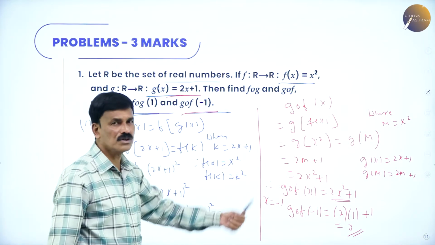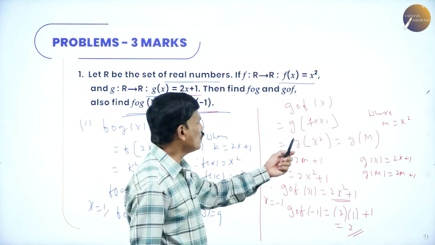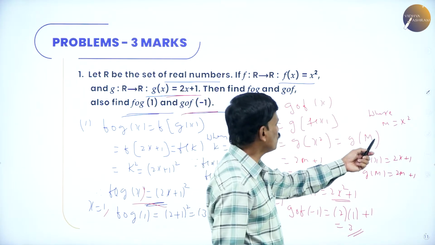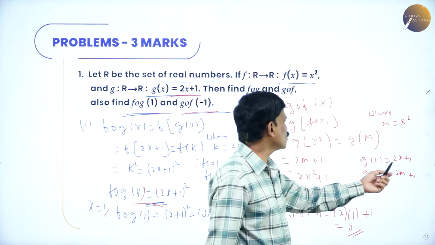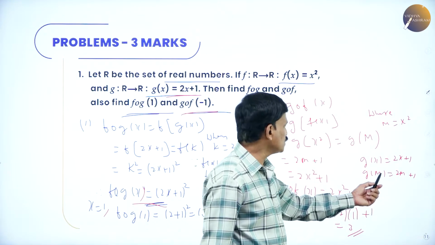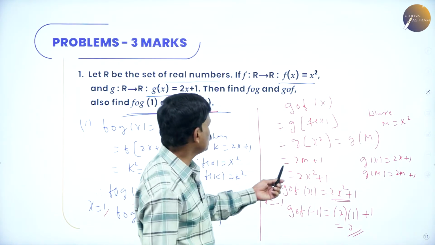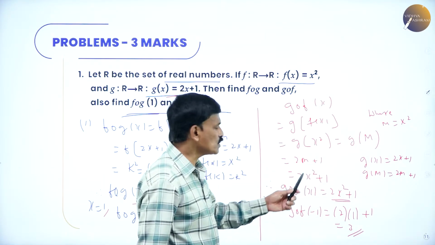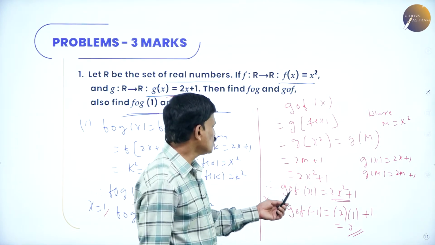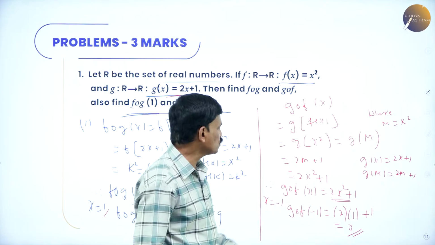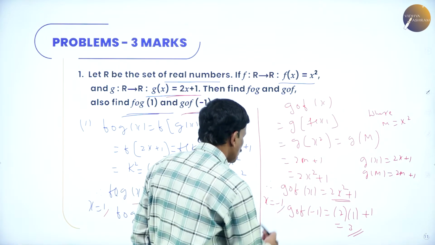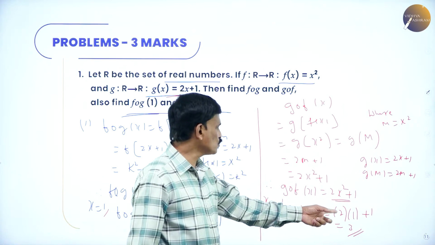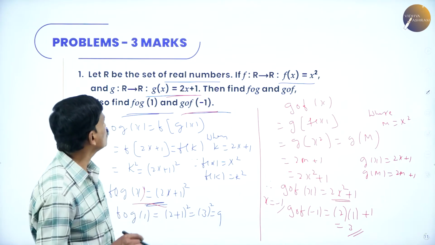Similarly, on the other hand, g of f of x is nothing but g of f of x, that is g of, what is f of x? x square. Let us represent this as m. Then this becomes g of m, where m is equal to x square. Since g of x is equal to 2x plus 1, if you replace x by m, you will get g of m is equal to 2m plus 1. Now substitute the value of m, x square. So this is 2x square plus 1. Now put x is equal to minus 1. Then g of f of minus 1 is 2 into minus 1 square is plus 1, 2 into 1 is 2 plus 1 is 3. So this is how we are going to solve the problem.